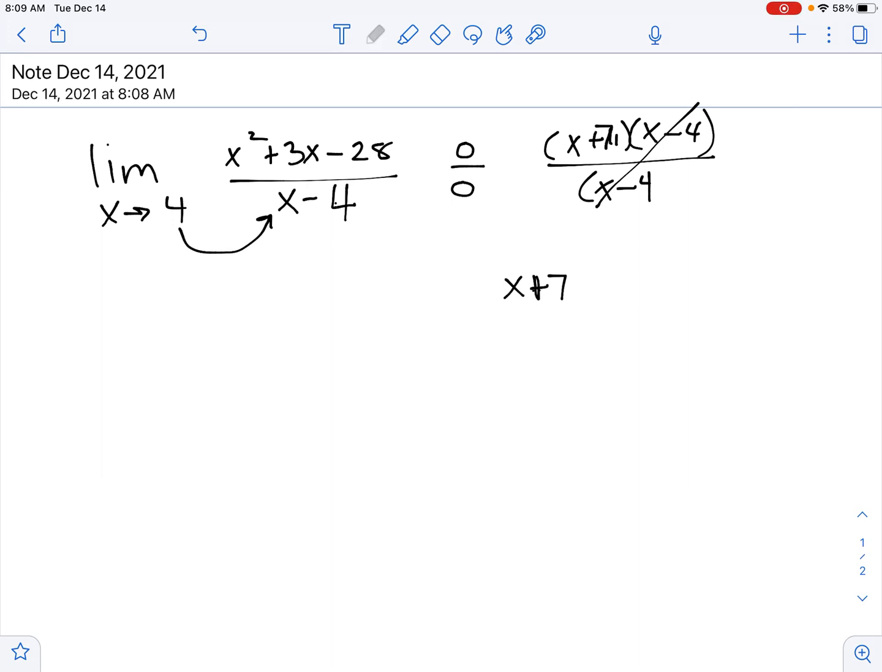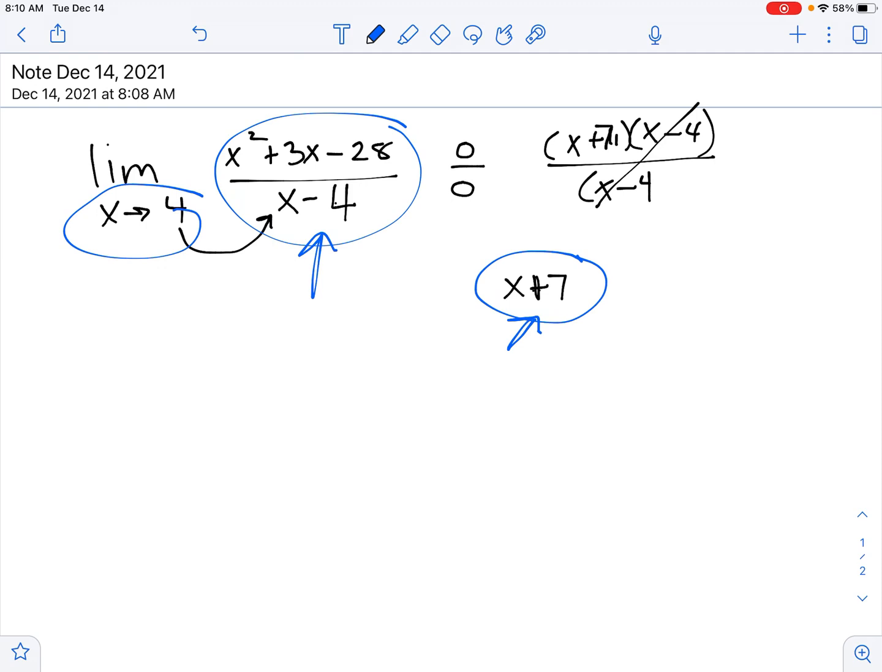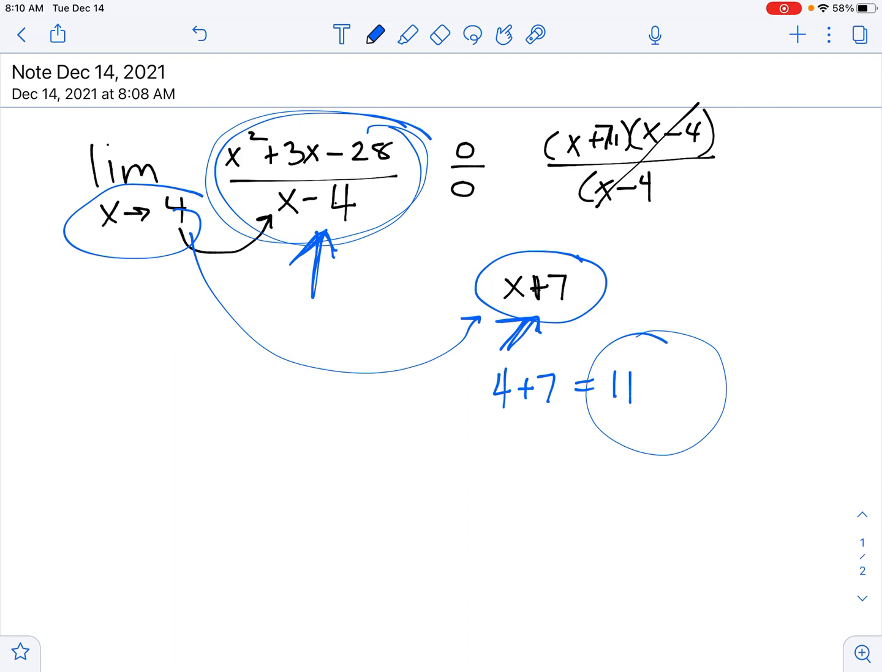And if I were to graph the original function and this line, x plus 7, I would get the exact same line except for the point at 4. Where this function has a hole and this function does not. So these two functions are going to have the exact same limit as x approaches 4. They're just going to have different values at 4, where this one will have a hole and this one will have a value. So I can substitute 4 in. 4 plus 7 is 11, which means the limit as x approaches 4 of this whole function is just equal to 11.